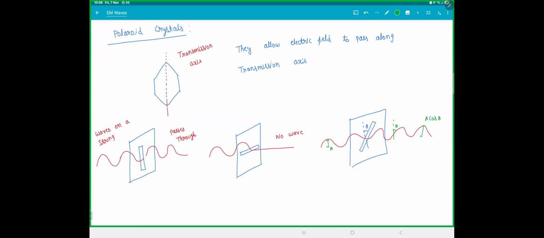Basically, with waves on a string, I think you can understand more clearly. Something similar happens with light also. So for any light that tries to pass, only the component along the transmission axis will pass, the other components will get blocked. Clear, Saish?